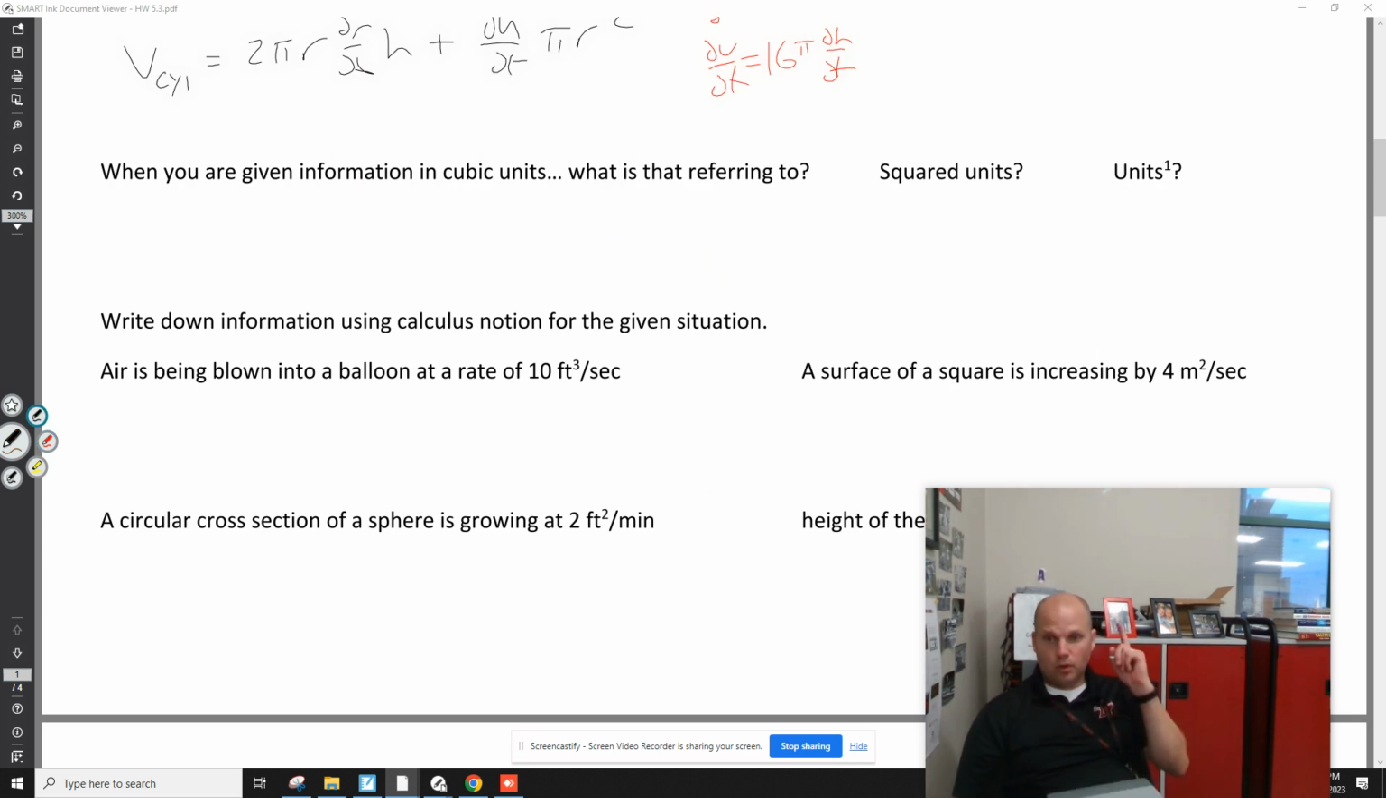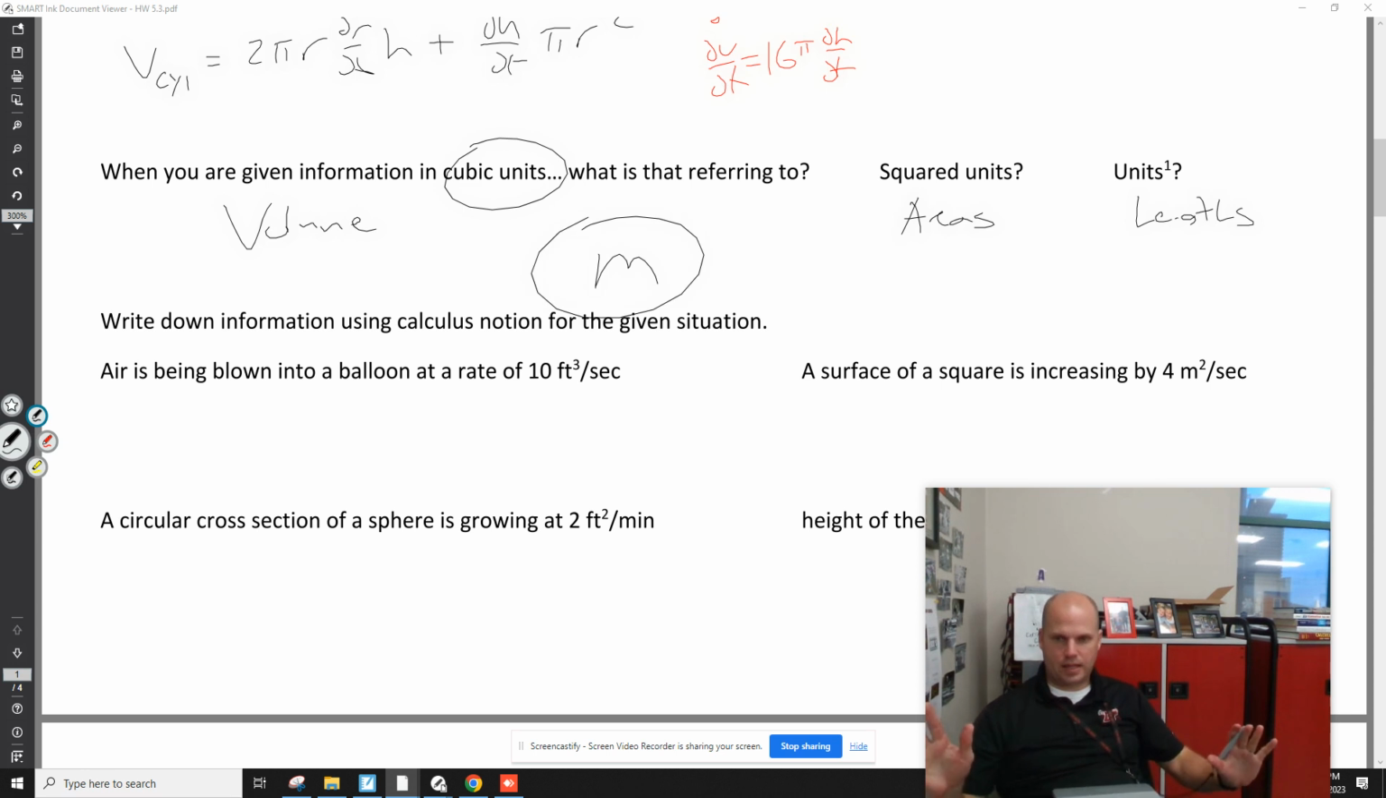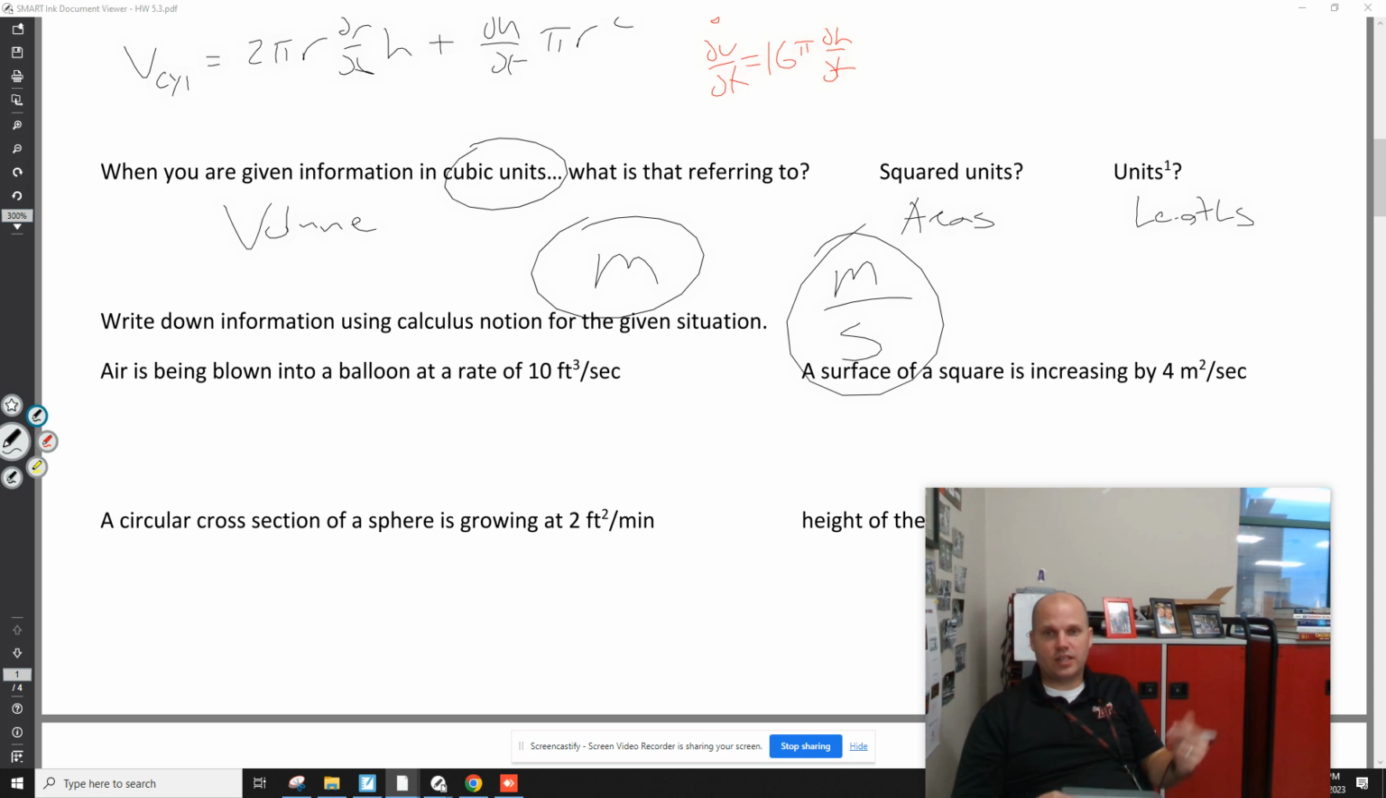Some things to note. Let units help you. For example, if you have units cubed, volumes. If you have squared units, areas. If you have units to the first power, lengths. If you just have, say, meters, that's just a length, a radius, a side length. But if you're talking about how things are changing, you would see meters per, say, second. This is a rate of change or a derivative.